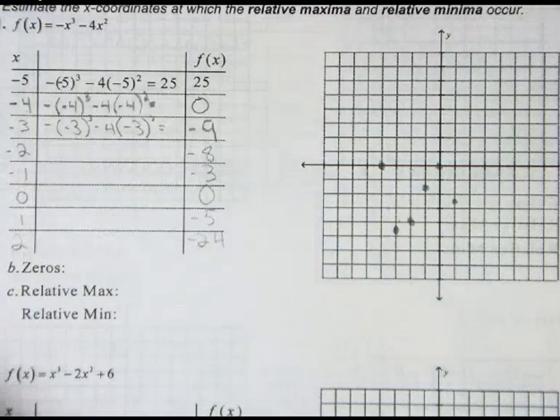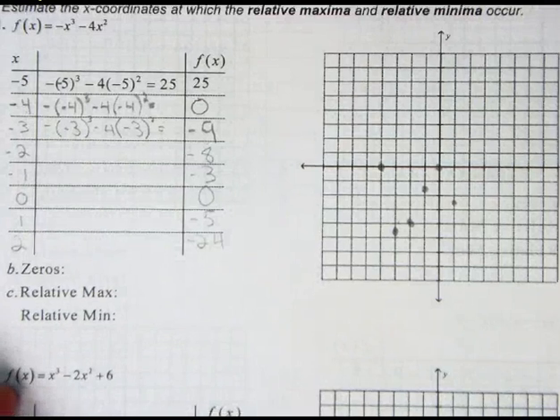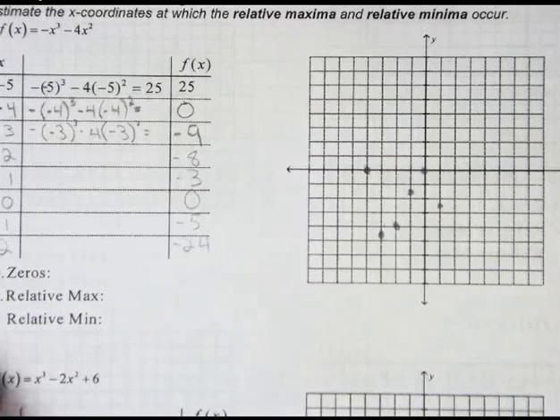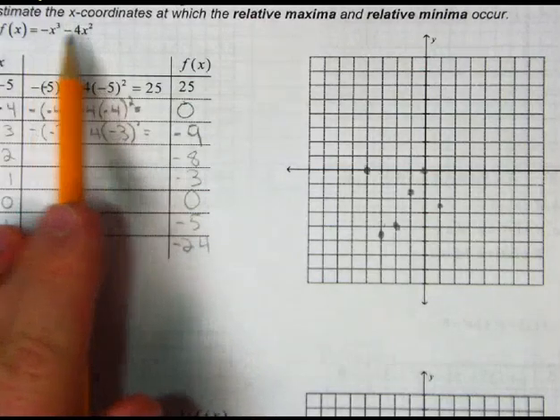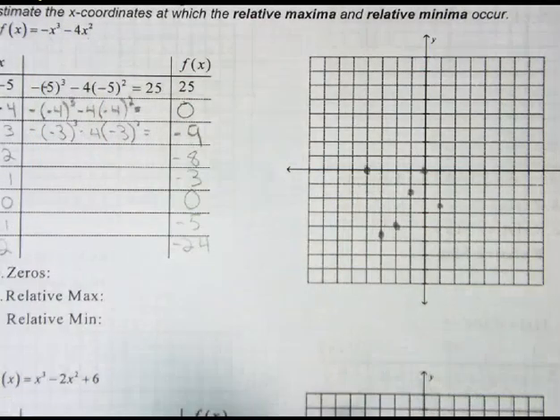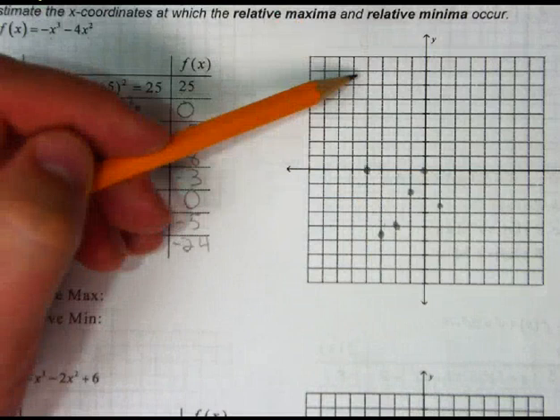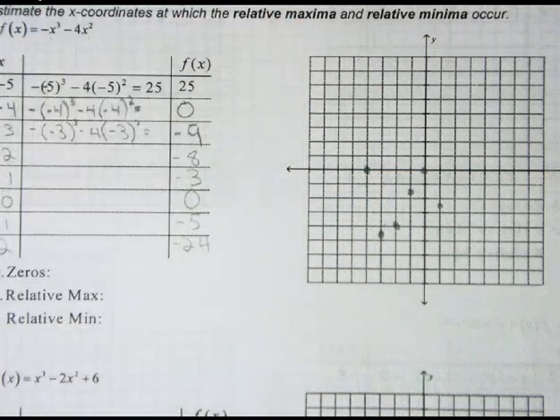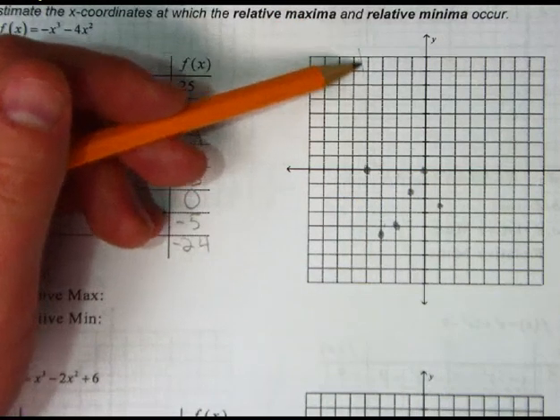So how many turns does this graph have, knowing it's a third degree polynomial? 2, the other direction, yeah. So it's the number of turns plus 1 is the degree. We know it's a third degree. We know there's 2 turns. We know it's starting way up here because it's starting at -5, 25. So it's coming down here.